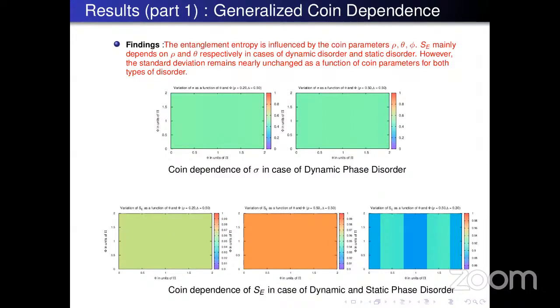So these two figures are for dynamic disorder, and they show that the entanglement entropy increases with the increasing value of rho. So in case of dynamic disorder, entropy depends on rho. In the final figure on this slide, you can see that there are different stripes. Different stripes are for different values of theta. So entanglement entropy in case of static disorder depends on theta.